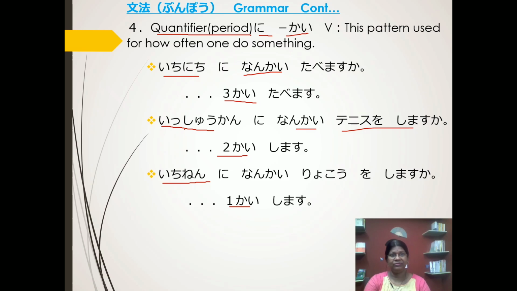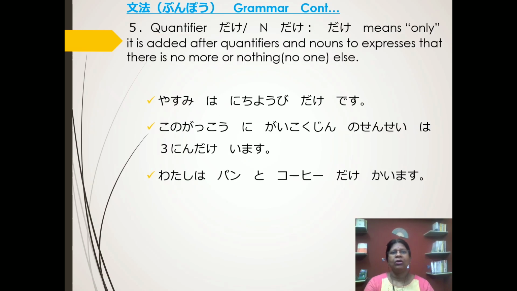Next. Quantifier dake. It means only. It comes after a noun, so noun dake. Okay? Please look at the sentence. Yasumi wa nichiyobi dake. Only Sunday. この学校に外国人の先生は3人だけいます。Only 3 foreign teachers are in this school. います。Existence of a person.